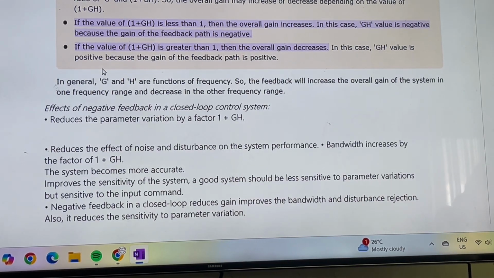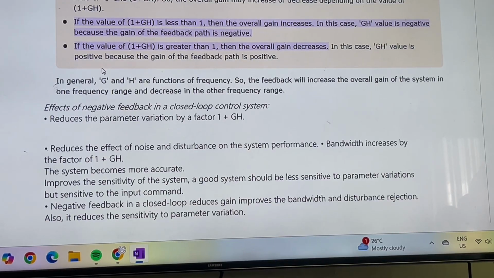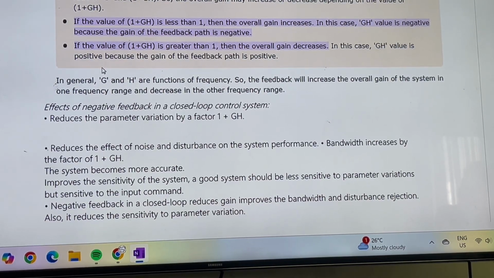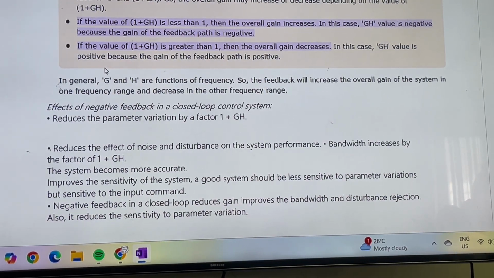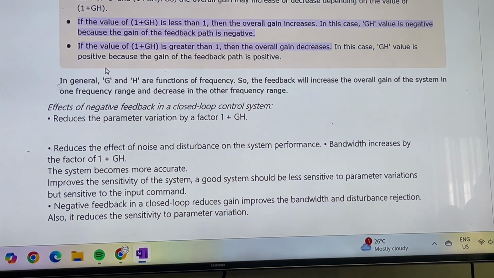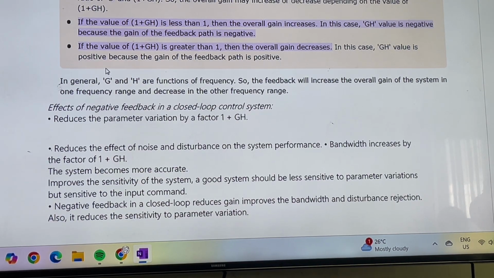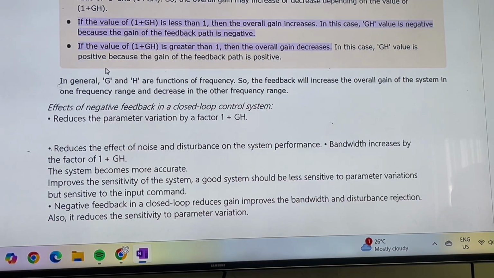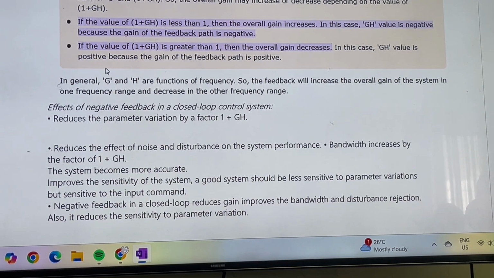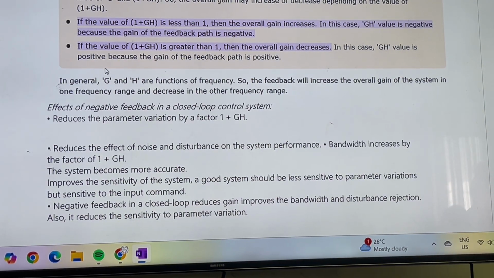So, we have first, it reduces the parameter variation by a factor of 1 plus GH. It reduces the effect of noise and disturbance of the system performance. Bandwidth increases by the factor of 1 plus GH. Maminaw ang tanan kay basin ako itabi nga wala sa board ako i-question ninyo oral recitation. The system becomes more accurate, improves the sensitivity of the system, labi na kung negative feedback.